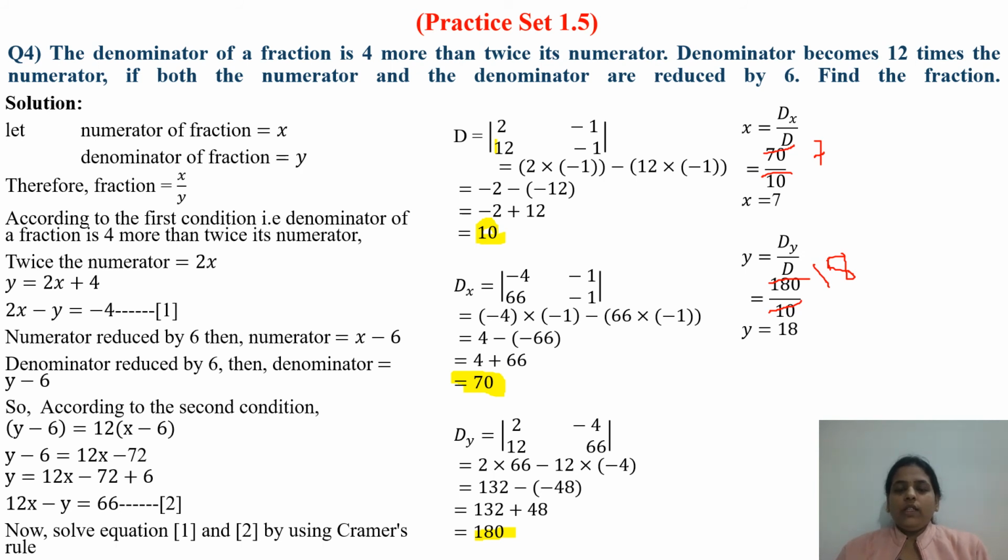So just observe, x is equal to what? At the starting of the solution, what did we write here? x is the numerator of the fraction. And what is y? The denominator of the fraction. So what is your fraction actually here? x upon y. So instead of x, we want to put here 7. And instead of y, we want to put here 18. So what is your resultant fraction? That is 7 upon 18. So therefore the fraction x by y is equal to 7 upon 18. So this is your answer.